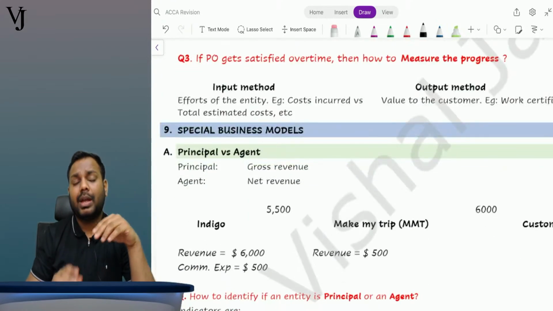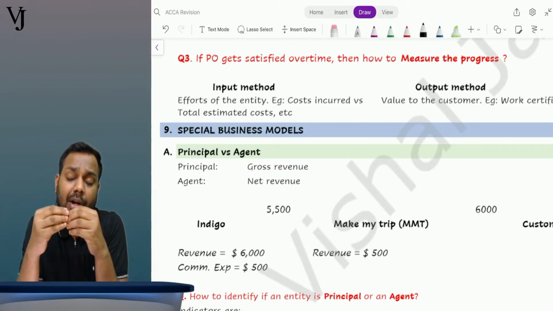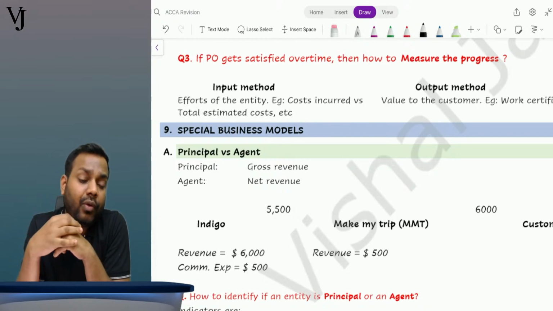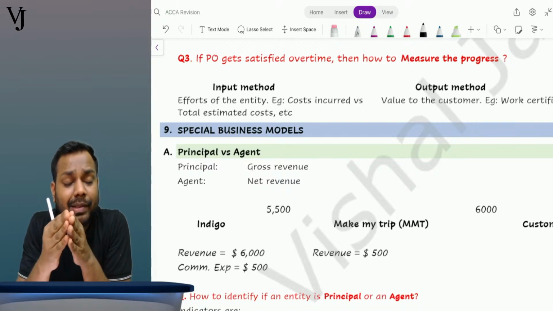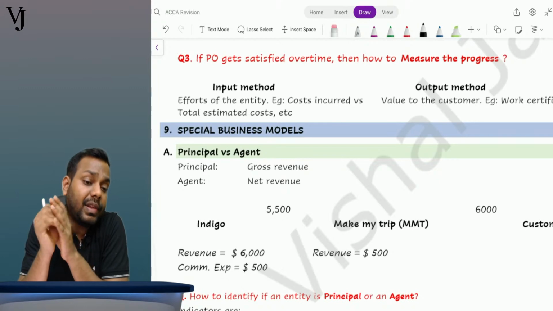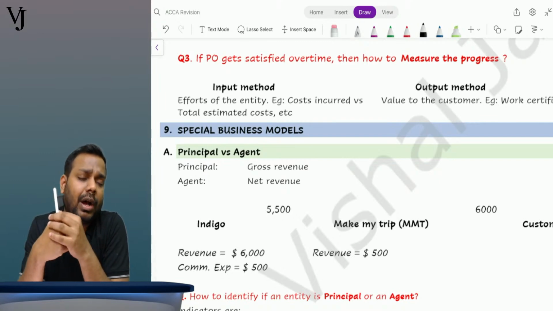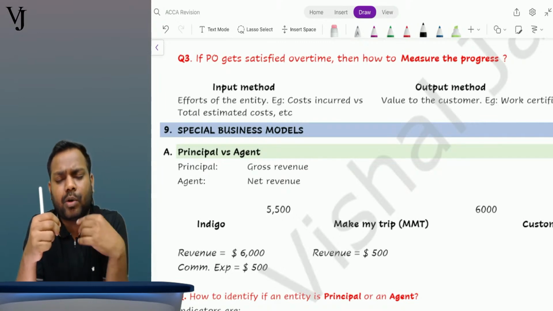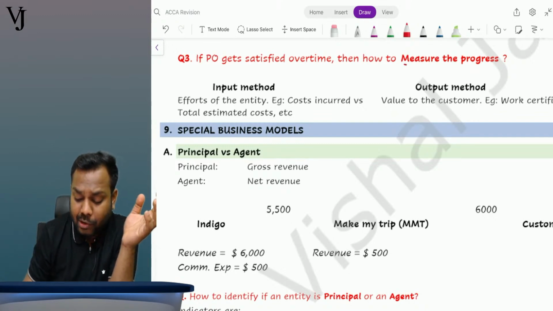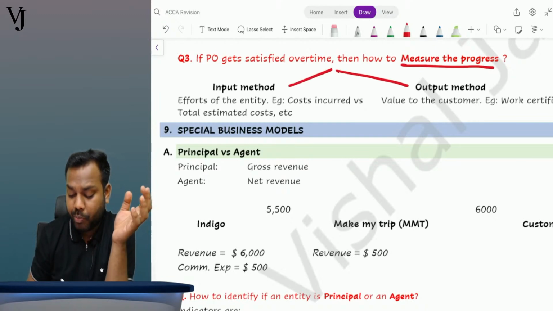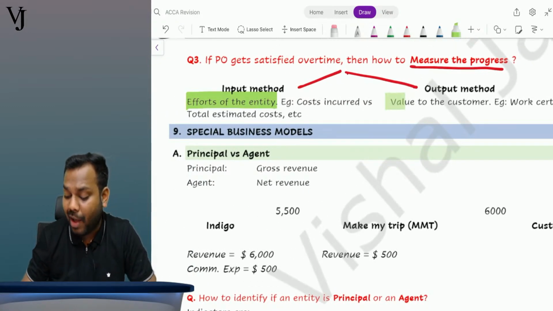Now the third point, if the control gets transferred over a period of time, how will I recognize revenue? In that case, the standard says that you have to recognize revenue also over a period of time. On what basis? Let's suppose now I have transferred a percentage of the control of the asset. How much revenue shall I recognize now? So standard says that to measure that progress, there are two methods, input method and output method, right? What is the meaning of input method? Input method means efforts of the entity, and output method means value to the customer.